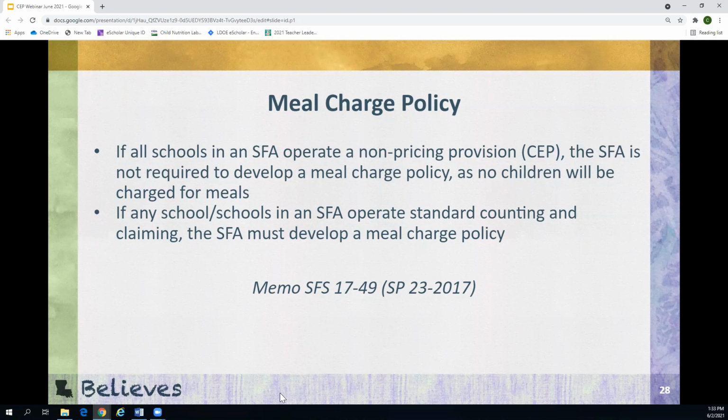But if you have any schools that are traditionally counting and claiming, then you would have to develop a meal charge policy. And by this point, most of our school systems have a meal charge policy in place, and we probably reviewed that the last time that you had administrative review. So you just want to make sure that you still have that document if you are typically not a traditional counting and claiming system.